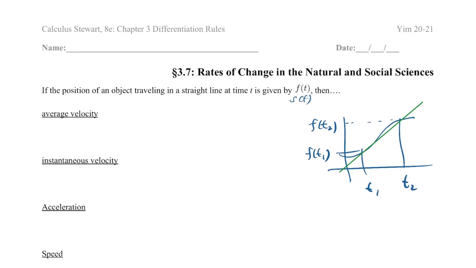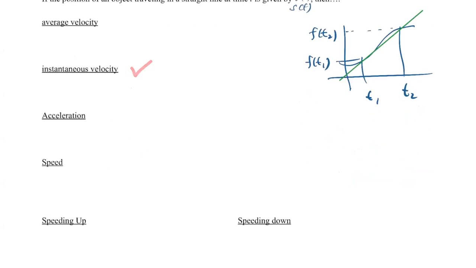But that being said, if you have some sort of function over the interval t1 and t2, and that's f of t1, f of t2, draw this picture, okay? Now, what do you think is the average velocity? What do you think is the instant velocity? What do you think is acceleration?